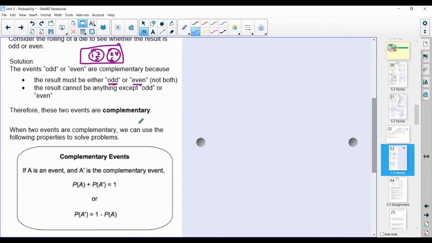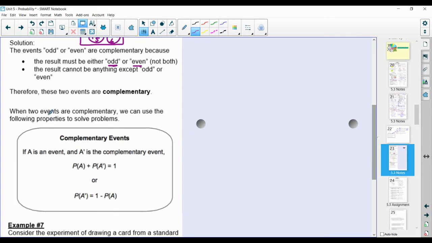So when two events are complementary, we can use the following properties, and we've looked at these already before. The probability of A plus the probability of not A is 1. Okay, we also represented it this way. The probability of A plus the probability of A bar equals 1. So two different ways to represent the same thing. Or we can take 1 minus the probability of A to get the probability of not A. So the probability of A bar would be 1 minus the probability of A. And vice versa. We could take 1 minus the complement to get the original as well.